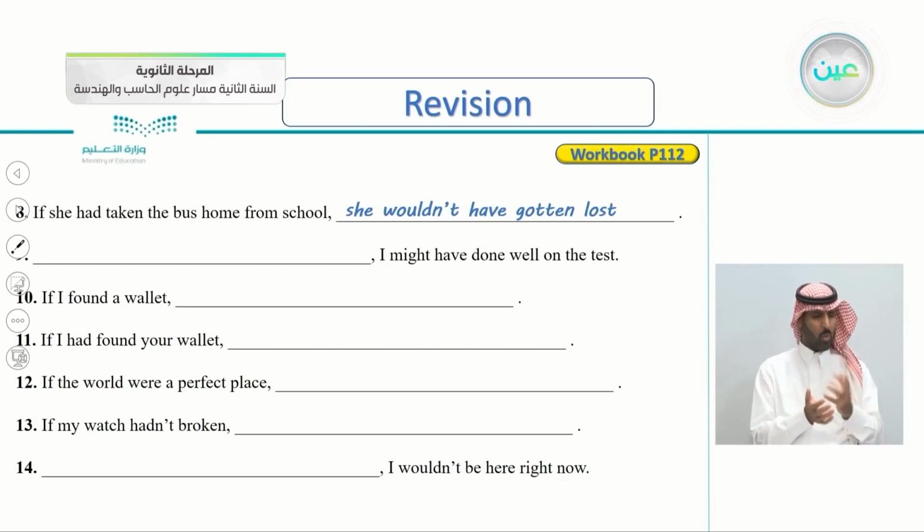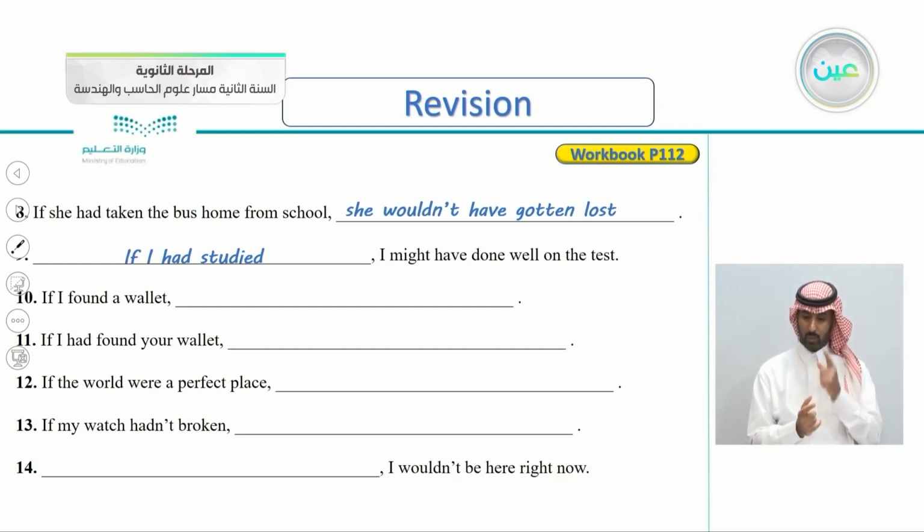Number 9, I might have done well on the test. I might have done well, so he didn't do well. I might have done well on the test. So what's the if clause here? Yes, for example, if I had studied, I might have done well on the test, but obviously he didn't study.